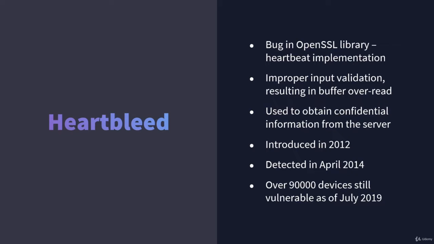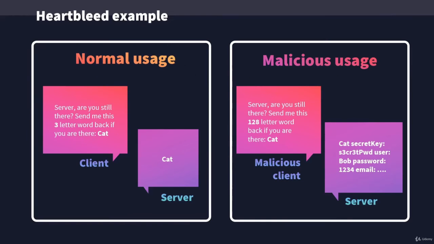Let me introduce Heartbleed. Heartbleed was a bug in the OpenSSL library, in the Heartbeat implementation. The Heartbeat is used to check that the connection between the server and the client is still active. Due to improper input validation, this bug could result in leaking confidential information from the server. The bug was first introduced in 2012, but was only detected in April 2014. As of July 2019, over 90,000 devices were still vulnerable to Heartbleed.